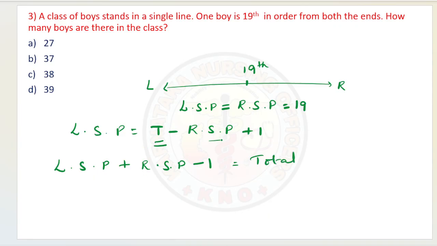From this formula, we can deduce the total formula: total is equal to left side position plus right side position minus 1. Both are equal, because in the question they said that one boy is 19th in order from both the ends. So 19 plus 19 minus 1 is equal to total. 19 plus 19 is 38, minus 1 is 37. So there are 37 boys in the class. Option B is the correct answer.